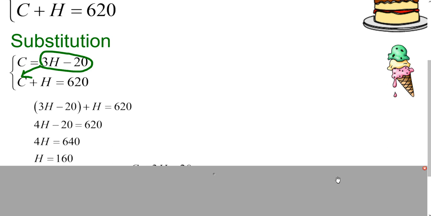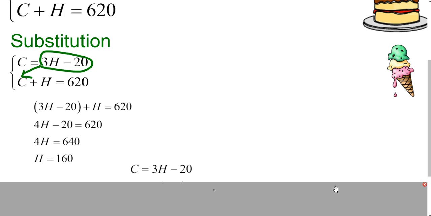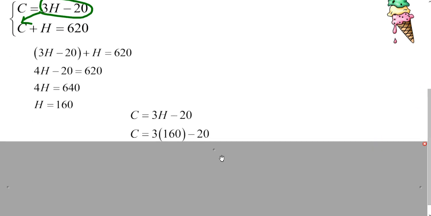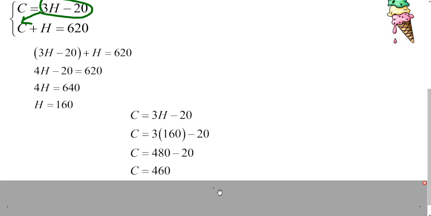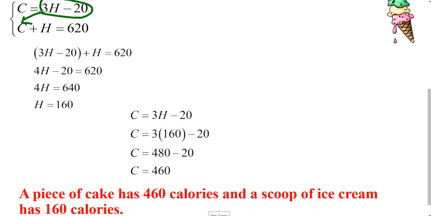But we also need to know how many calories are in a piece of cake. So that first equation would be perfect for this because the cake was already isolated. If we substitute the number of calories in for the scoop of ice cream and follow your order of operations, we can see that a piece of cake will have 460 calories. So what have we learned? In summary, a piece of cake has 460 calories and a scoop of ice cream has 160 calories.